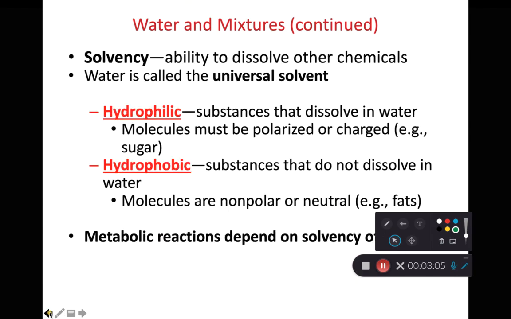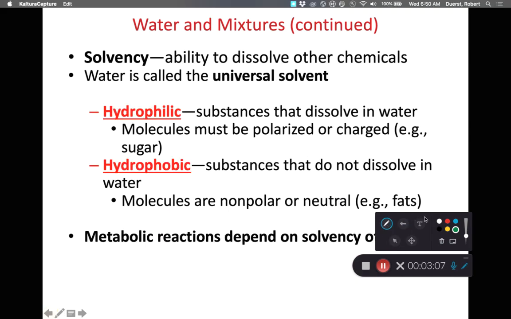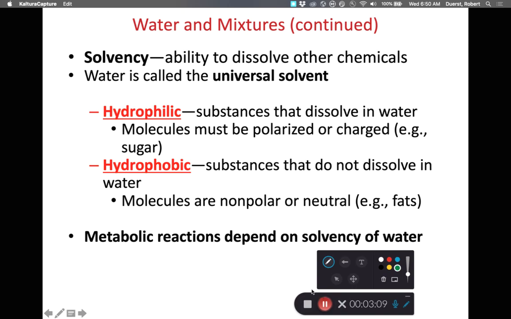Here we go. As we're looking at water, water is referred to as a universal solvent because it's able to dissolve so many different chemicals. It has a high solvency. Water is able to dissolve many chemical compounds that are hydrophilic. They dissolve in water readily.